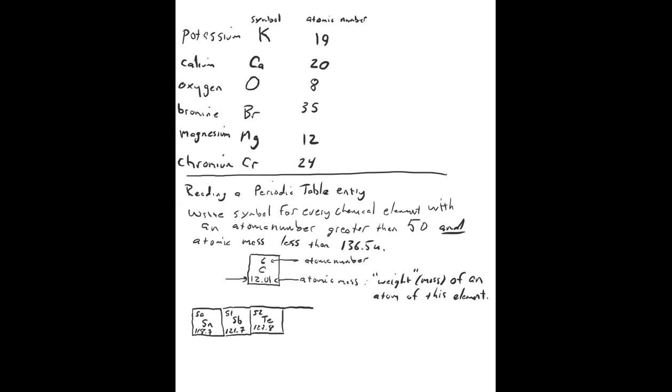Next one over, 53. 53 is iodine. That is actually one that's important in biology. And then the next one over is xenon, which is 54. And xenon is 131.3.